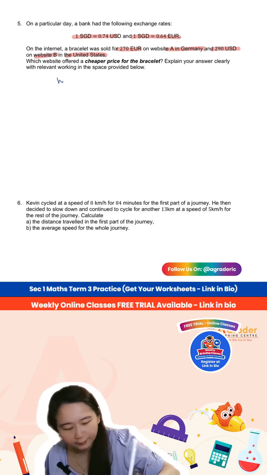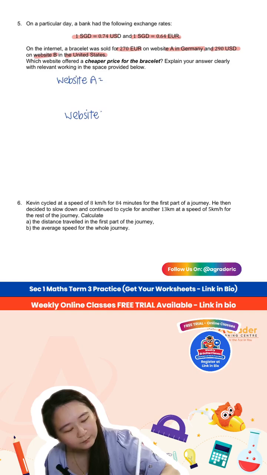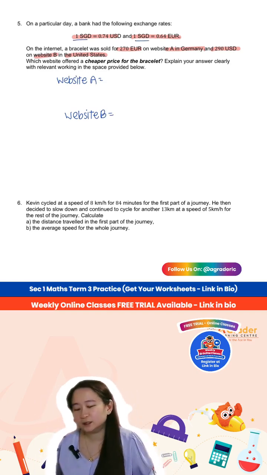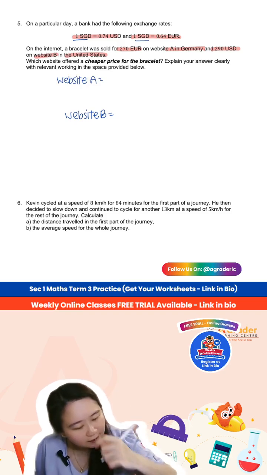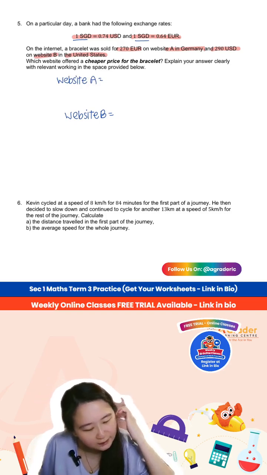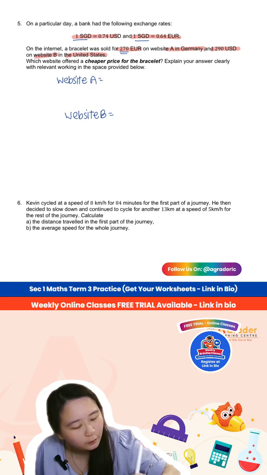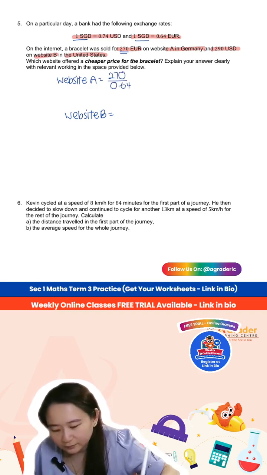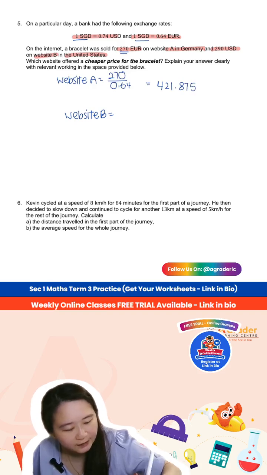So you do the comparison for website A and then you find the value for website B. So the conversion, you can see that they have SGD in similar. So you just convert both of them to SGD so that you can compare. Okay, so if 1 SGD is equals to 0.64 euro, 270 euro will be, you take 270 divided by 0.64. Then this will give you 421.875 SGD.